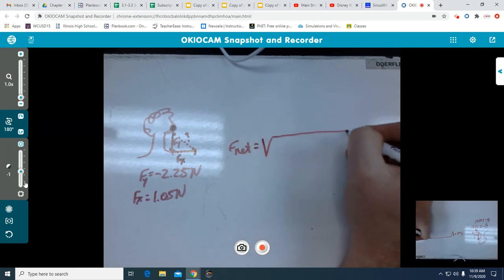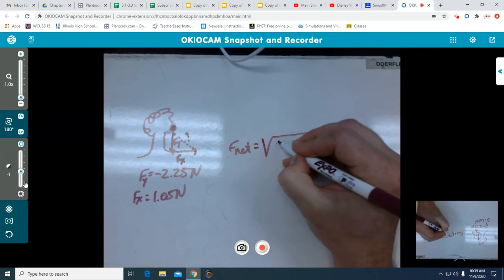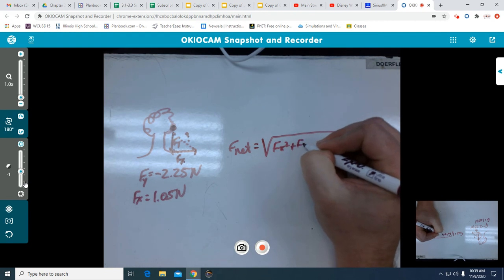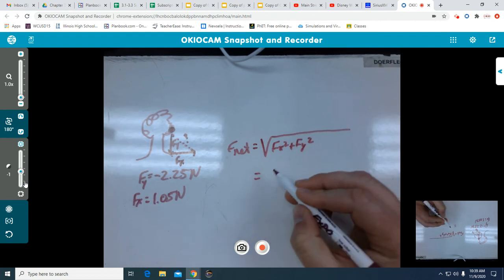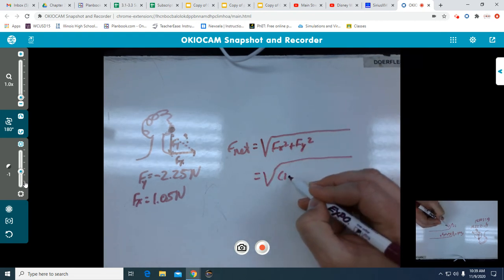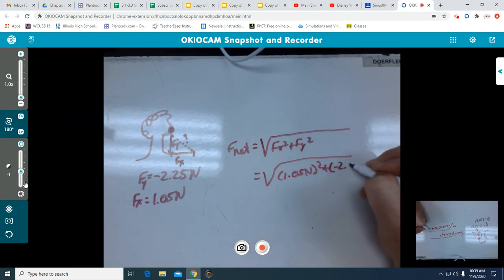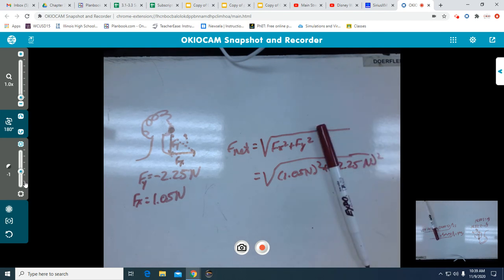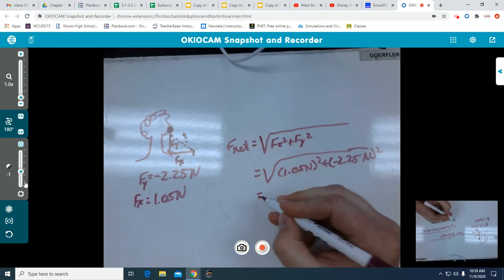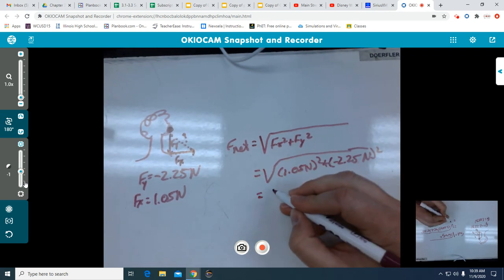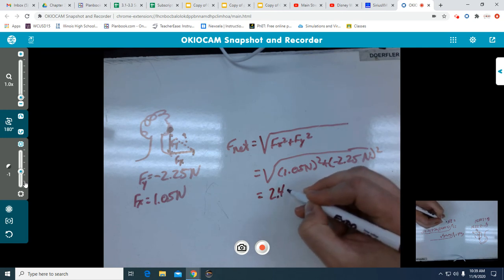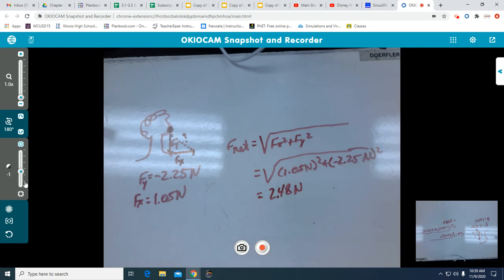Just like we did before, the net force equals the square root of Fx squared plus Fy squared, which gives me the square root of 1.05 newtons squared plus negative 2.25 newtons squared. And then you go ahead and solve these. You should get 2.48 newtons as your magnitude of the net force on the apple.